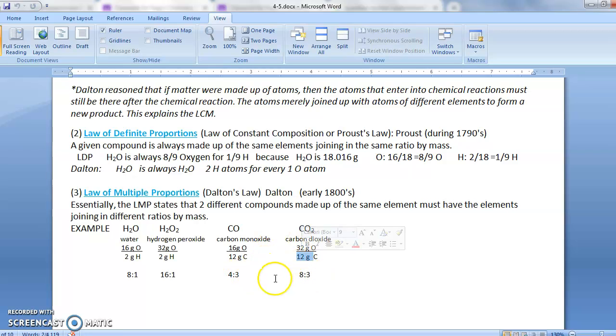So if we look at these two ratios, this is 4 to 3, this is 8 to 3. This went up by a multiple of 2. The oxygen went up by a multiple of 2. Why? Dalton would say the formula went up by a multiple of 2. Because this formula has 2 atoms of oxygen, this has 1. That's the law of multiple proportions. We're going to continue with Dalton's model in the next video.